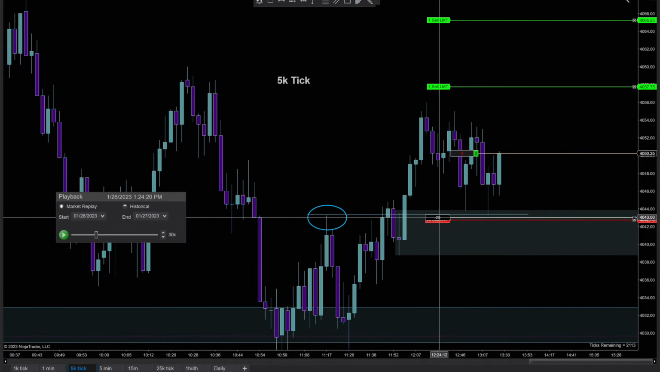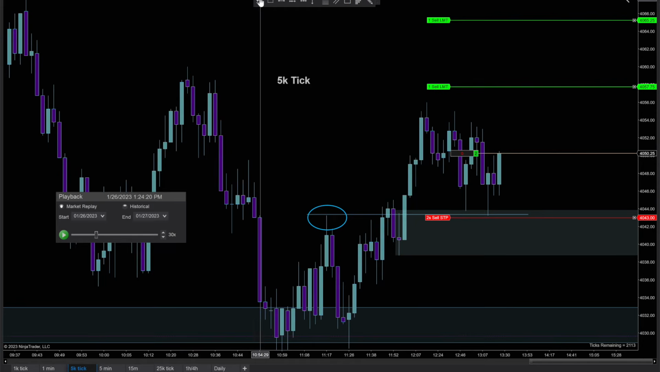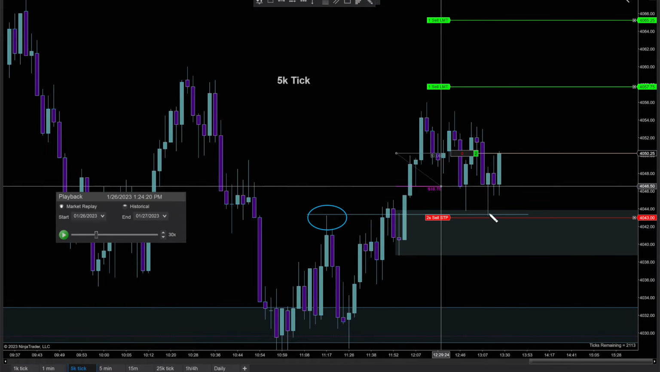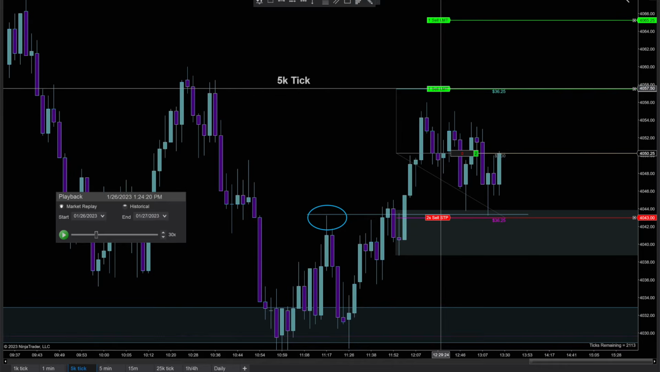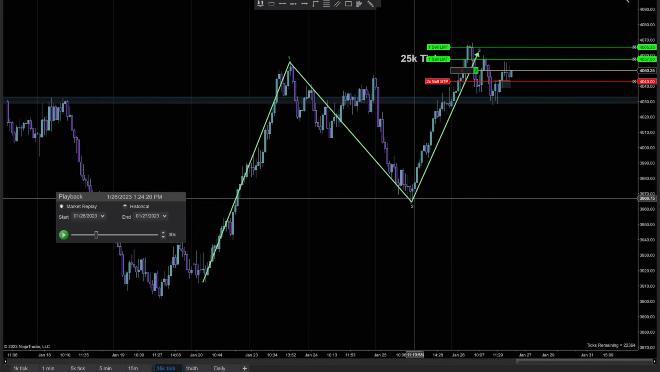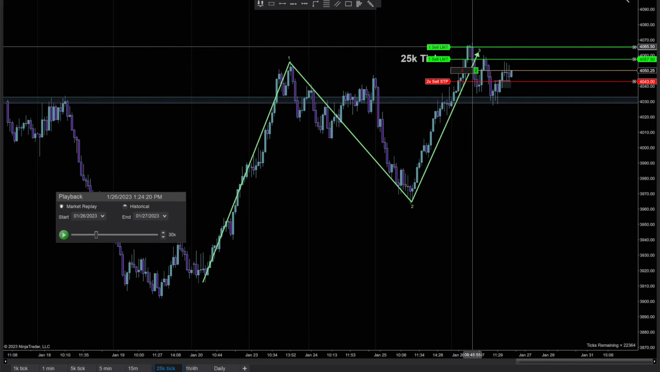So what am I going to do? I'm going to put my first stop right under there. We're going to go for a 1-to-1 on the first target. And then with the runner, remember I said we're going to go right up towards the last swing high. So I'm going to keep it right where it is, actually. I like that right there.